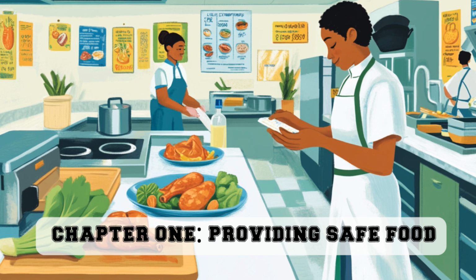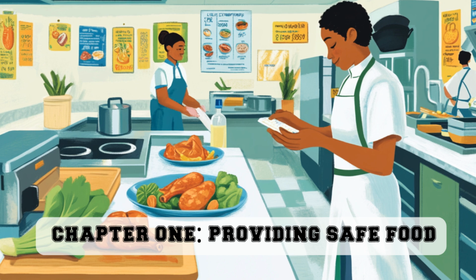Question 6. Which of the following is a TCS food? A, flour. B, baked potatoes. C, salt. D, sugar. Correct answer, B, baked potatoes. Baked potatoes are considered TCS foods because they require specific temperature controls to prevent bacterial growth. Question 7. What is a primary method for preventing cross-contamination? A, storing raw meat above ready-to-eat food. B, using separate cutting boards for raw and cooked food. C, mixing raw and cooked food in the same container. D, washing hands only at the end of the day. Correct answer, B, using separate cutting boards for raw and cooked food. This practice helps prevent cross-contamination between raw and ready-to-eat foods.